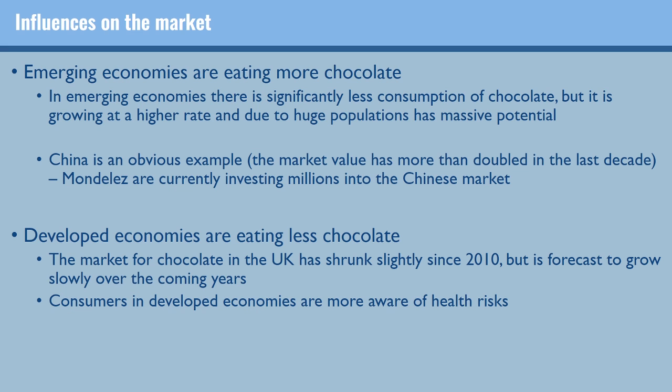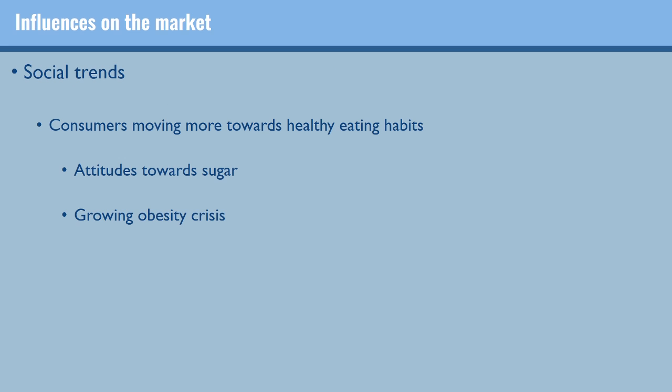The developed economies, so the UK and other sort of Western economies, they're eating less chocolate. And we'll come into a little bit about this in the next slide. But one of the reasons for this is because our economies aren't growing at the same rate. So maybe people have a little bit less disposable income, and incomes aren't growing at a really high rate, while prices are rising. So we're spending a little bit less on it because it's a non-essential good. But also, our consumers are a bit more aware of health risks. So that's obviously having a big factor, which leads us very nicely onto the next slide, which is about social trends.